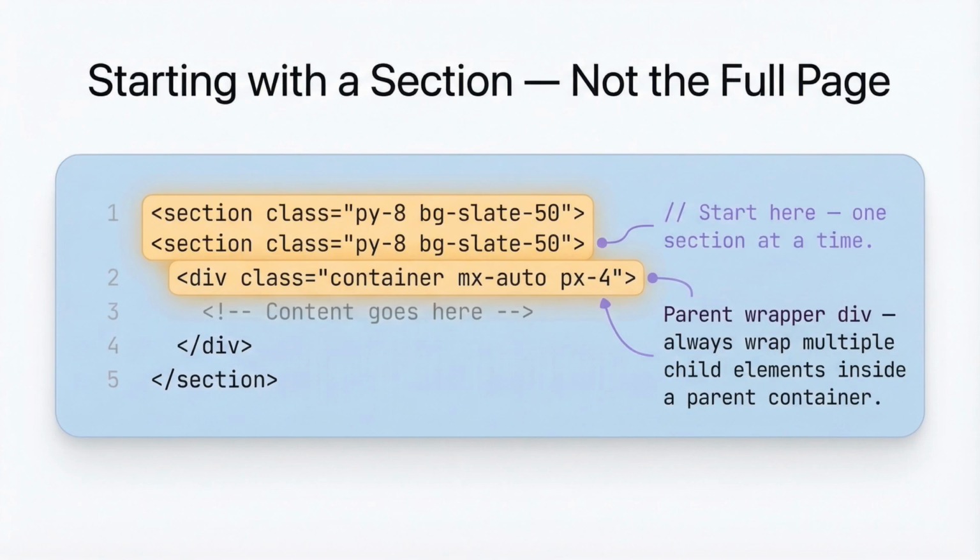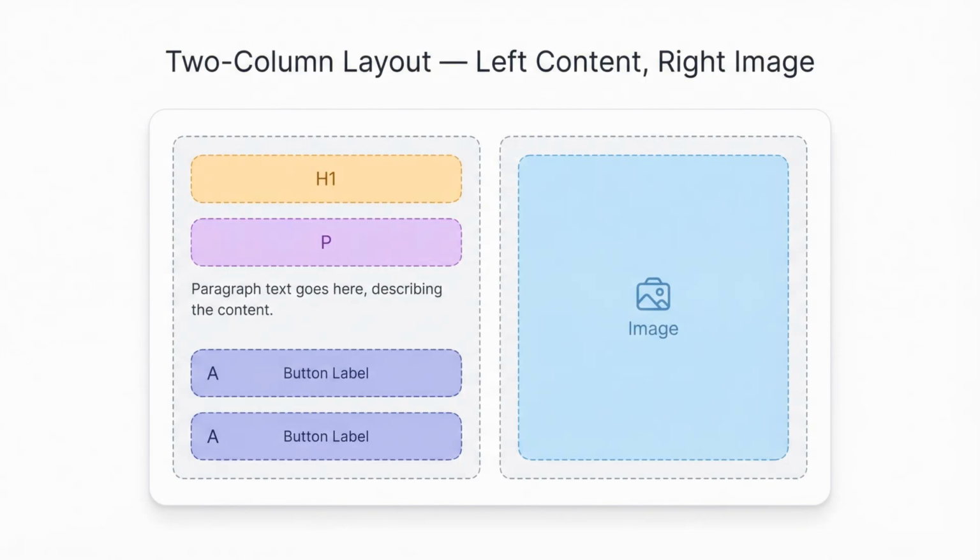Always create a parent div as a wrapper. This parent container is what you'll use to control layout with Flexbox or Grid. It groups the children together so you can position them as a unit. This is a foundational habit in modern CSS layout. The section being built has a 2-column structure. On the left side, there are multiple elements: a heading, a paragraph, and 2 anchor or button tags. On the right side, there's just a single image. This is a very common layout pattern you'll see on landing pages and portfolio hero sections.